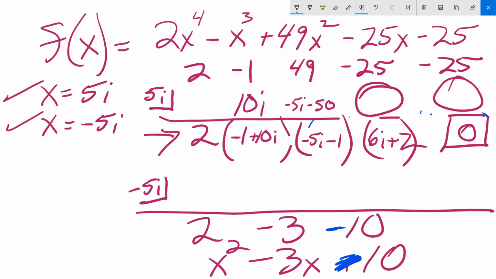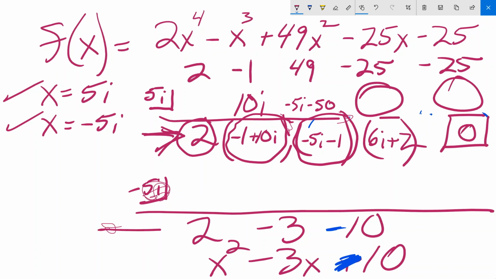Wait, what would I write for the next minus 5i? Like, what would I write for the numbers on the top? The answer where my red arrow is, those are your numbers. Oh, those are the same numbers I put up. Okay, that's perfect. That's the coefficient of x cubed, that's the coefficient of x squared, that's the coefficient of x. Perfect, okay. Then do the whole thing again, and you'll end up with a quadratic down there.